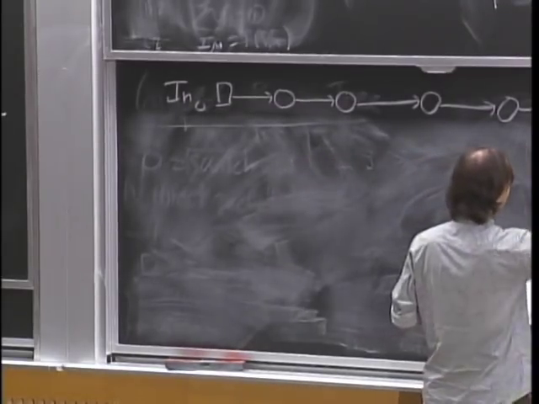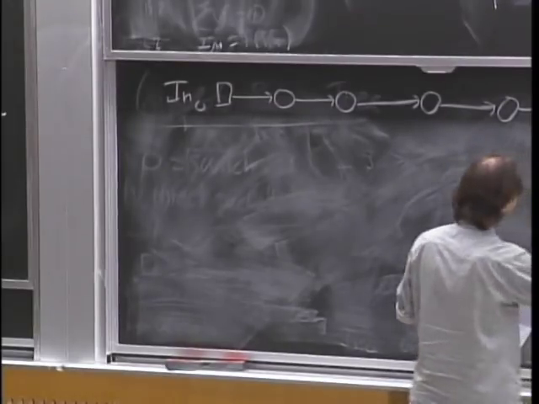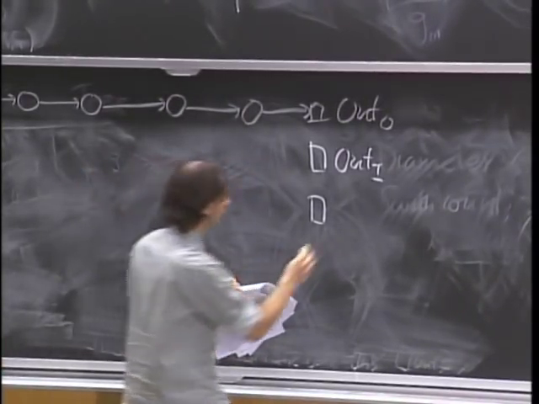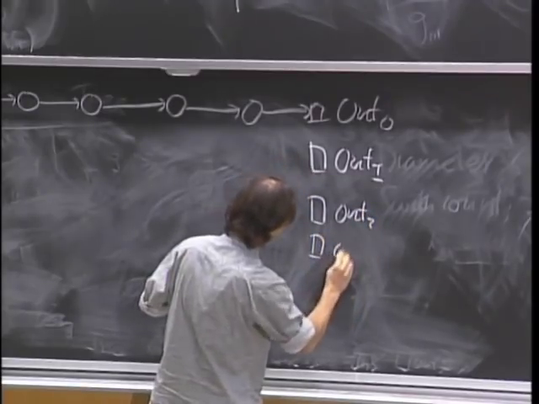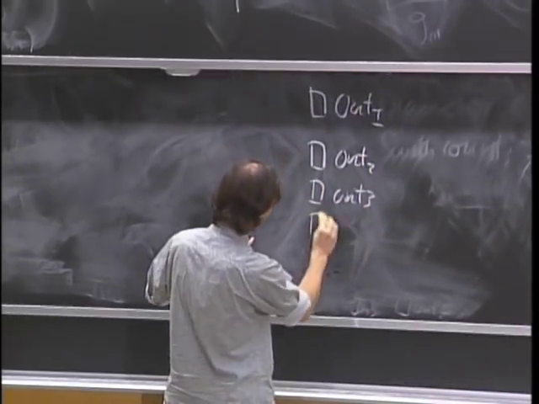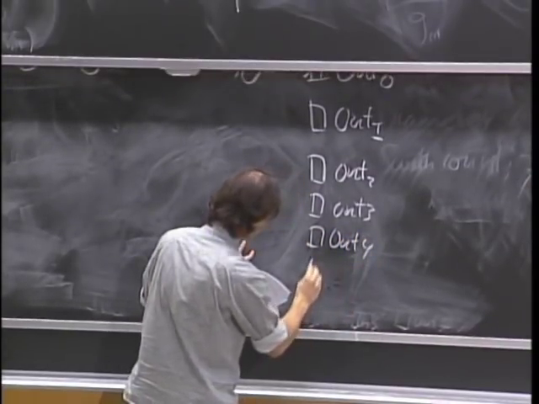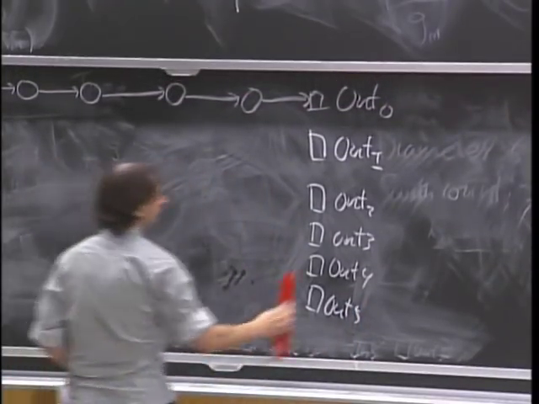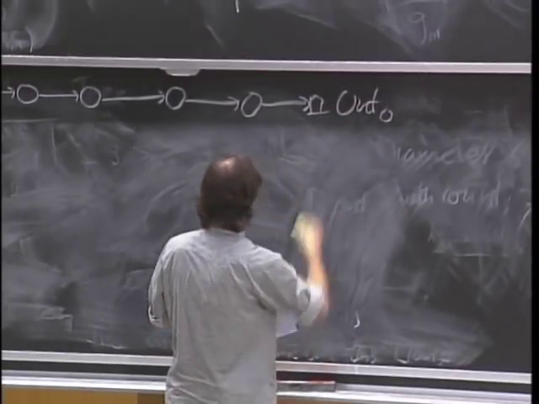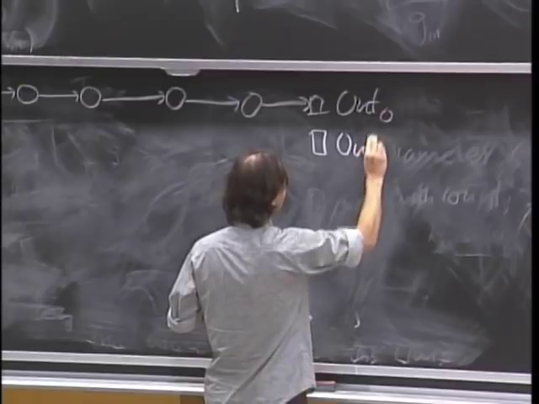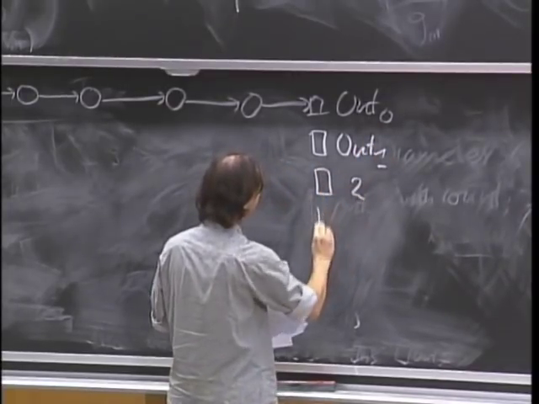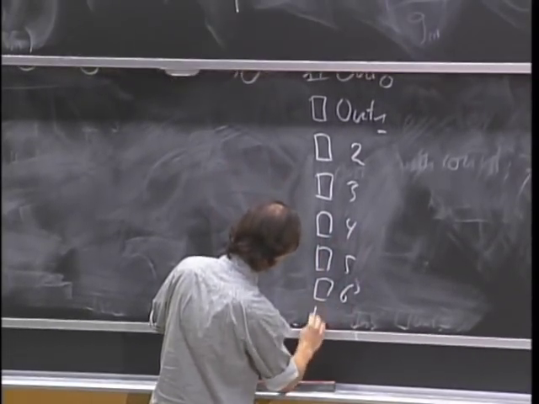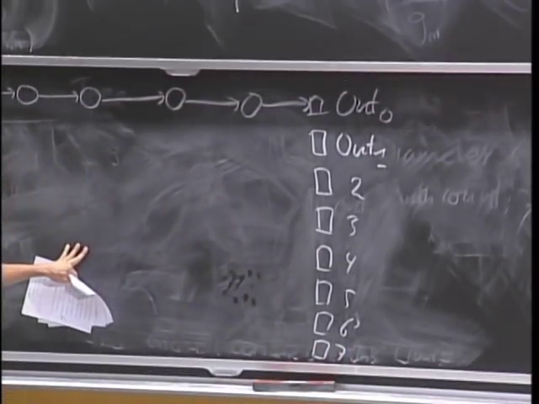So the whole idea is that I'm going to combine every two outputs by using a small butterfly structure. So we have output 2, output 3, output 4. Actually, I need a little bit more space. Do it once more. Output 1, 2, 3, 4, 5, 6, and the last one, 7. Okay, this is going to be pretty tight on the board.